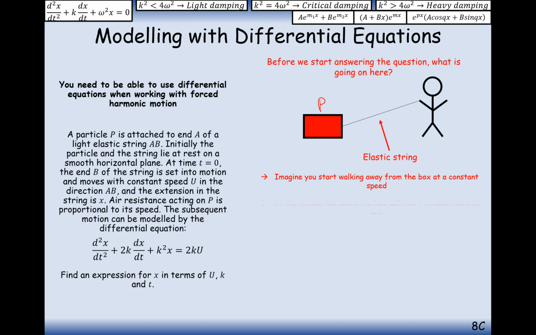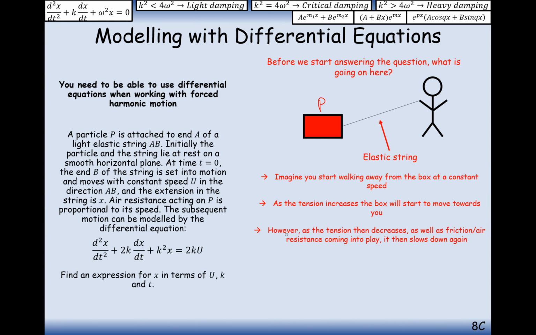So imagine you start walking with the box at constant speed. As the tension increases, the box will start to move towards you. However, as the tension decreases, as well as friction and air resistance coming into play, the box will slow down again. So as it contracts, it will build up some extra speed compared to the person, but then the elastic energy will reduce, and it will slow down again. We end up with a movement that keeps the box moving, but with a variable speed. This is essentially what is happening in this question.